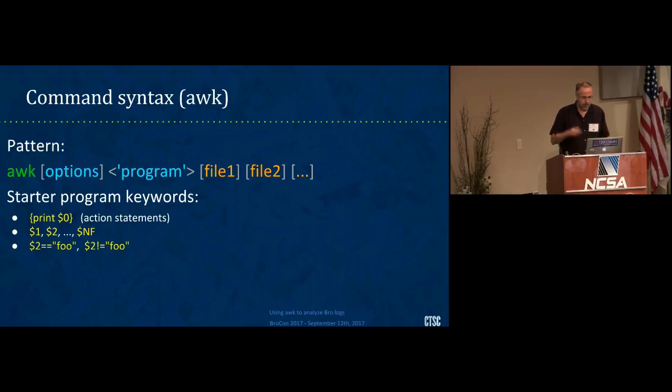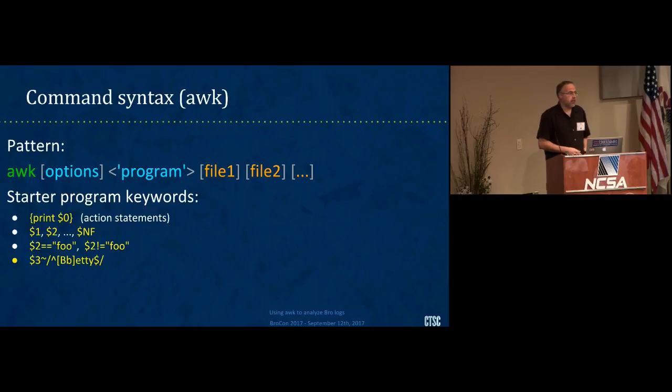But you can just give it column names. So if you want to make a comparison and you want to say if the second column is equal to the string foo, then you would just say $2 == foo. If you want to say not foo, then you'd say != foo, which is a common way of saying not equals to in many languages.